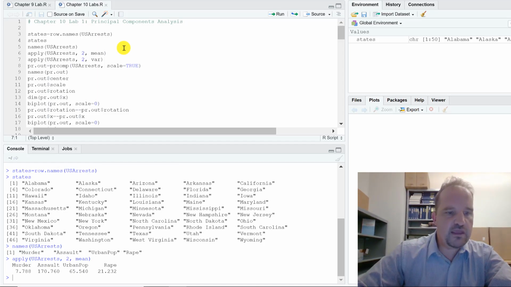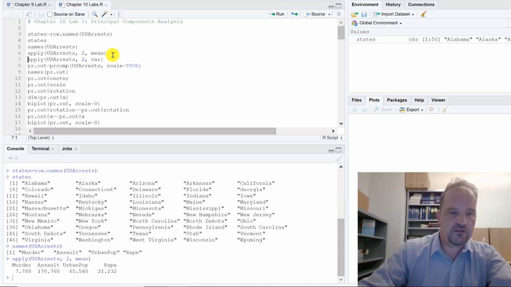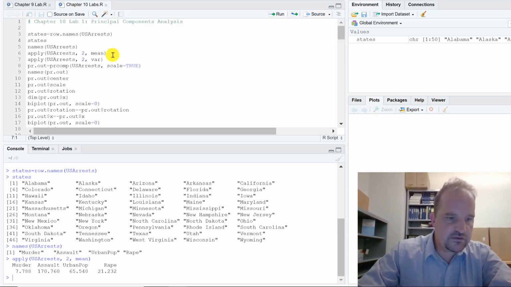We can compute the mean for each of those, and this apply command that we used right here applies the mean function to this data set. And so we see these different features have different means. Rape occurs 3 times more often than murder, and assault is 5, 6, 7, 8 or so times more common than rape. And then urban population, we can see the average value there.